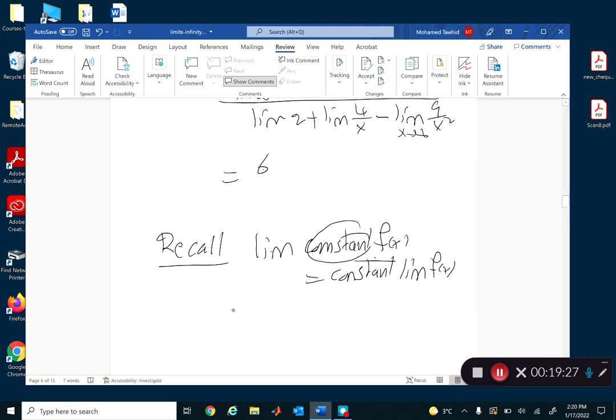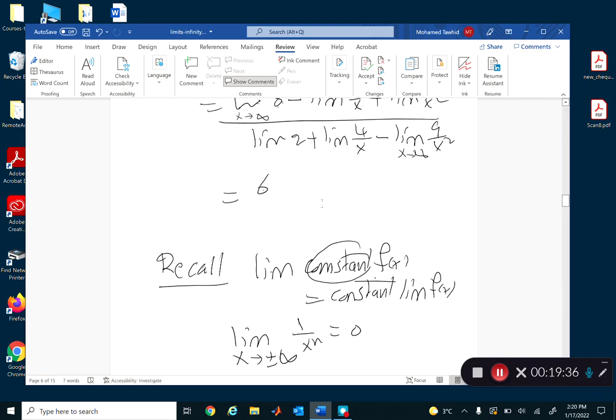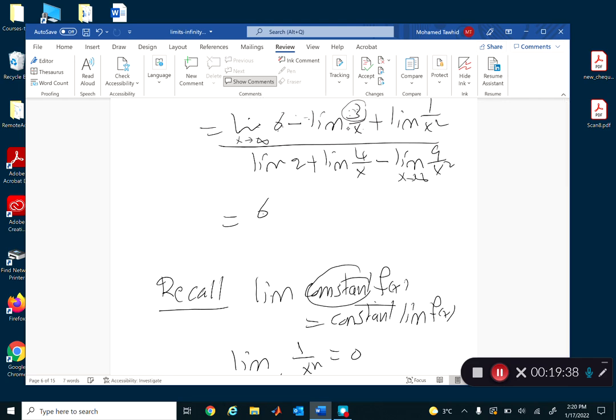And also the fact that I gave you before: when you have plus infinity, 1 over x to the power n, what do you have? You have 0, right? So here, if you take 3 out, what do you have left here? 1 over x. So from the fact here, 1 over x to the power n, what is 1 over x when x is close to infinity?